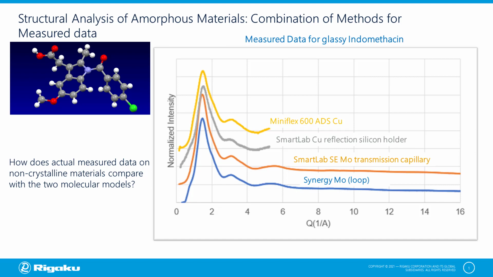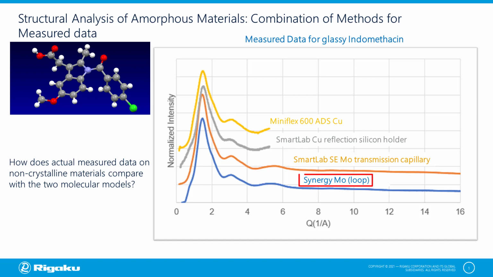The next one down is collected on the Smart Lab. This is using copper radiation, reflection measurements on a milk quench sample in a silicon sample holder. The next two are both collected with molybdenum radiation, hence the longer range shown in Q here. The first one is with the Smart Lab SE. That's measured in transmission using a capillary. The sample was milk quenched directly in the capillary in this case. And the last one is the synergy measurement.